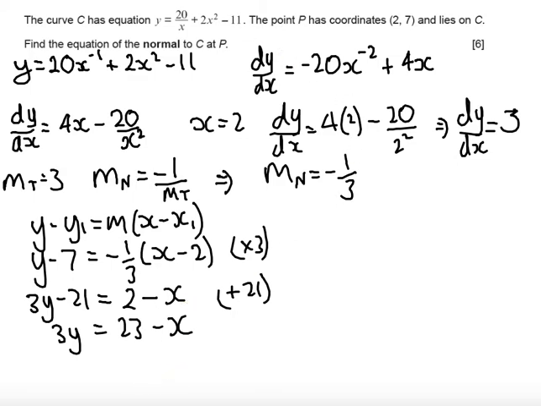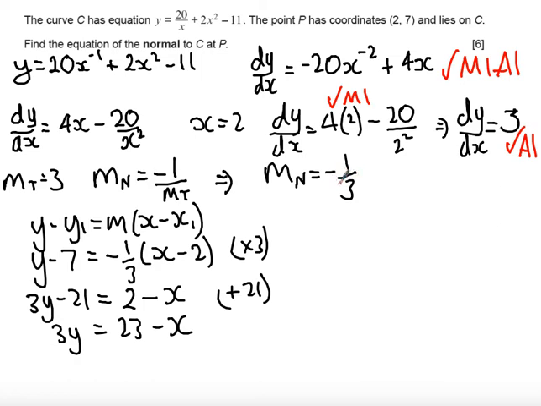Let's have a look to see how this question is marked. Initially, there is a method mark for an attempt to differentiate and getting at least one of these terms correct. And there is an answer mark if you have got both terms correct. Next, there is a method mark for substituting in x equals 2 into the dy by dx in an attempt to find the gradient, and an answer mark if you got that the gradient was equal to 3.